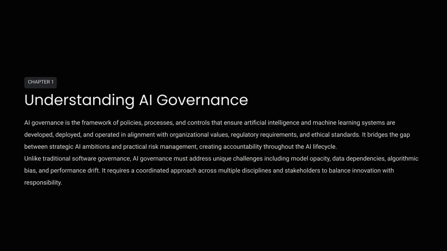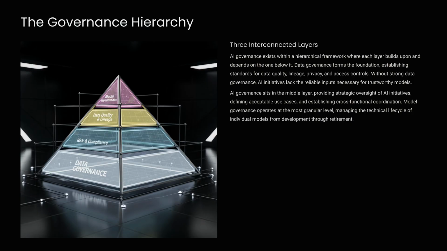Chapter 1 focuses on understanding AI governance. This framework of policies, processes, and controls ensures AI/ML systems align with organizational values, regulations, and ethical standards. The governance hierarchy has 3 interconnected layers. Data governance is the foundation. AI governance sits in the middle, providing strategic oversight. Model governance is the most granular layer, managing the model's technical lifecycle.